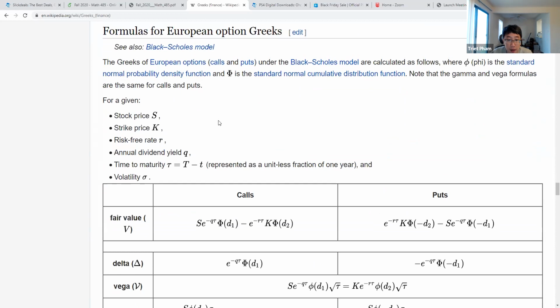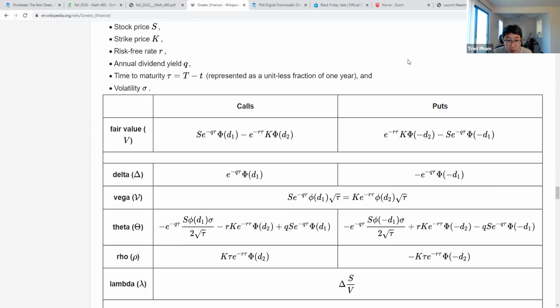Anyway, here's a nice table that I refer to. This is the Black-Scholes formula, in case you don't recognize it. This phi right here is what we call N, N(d1), N(d2). So d1 is d plus, d2 is d minus. That's a Black-Scholes put option.